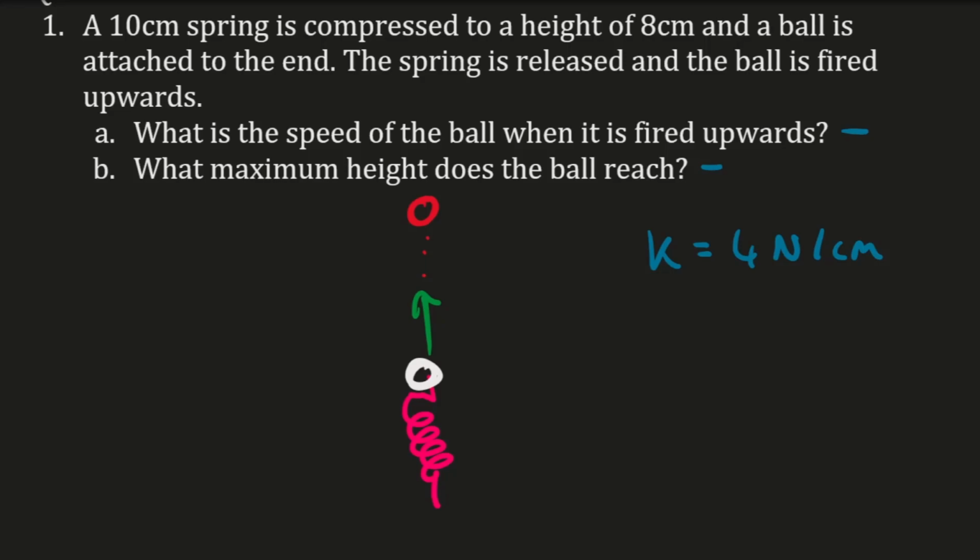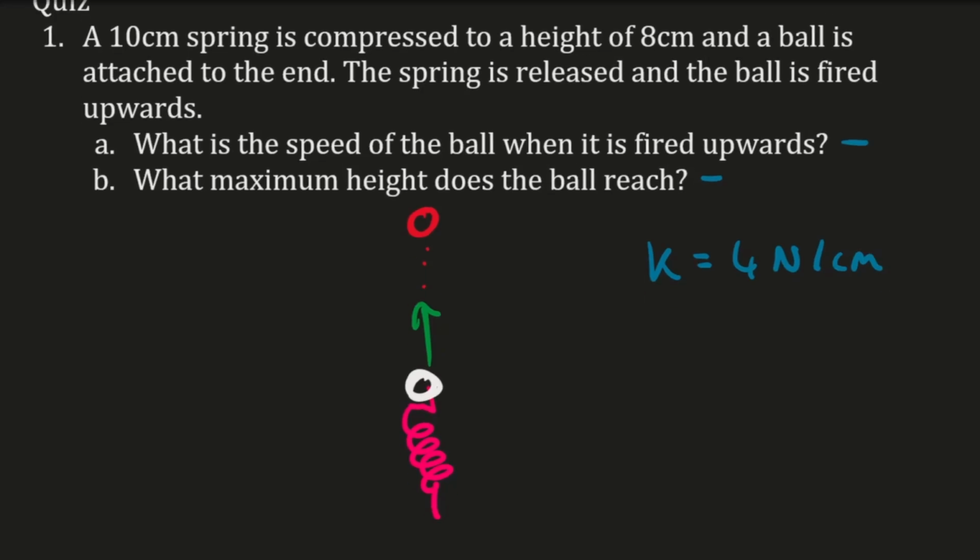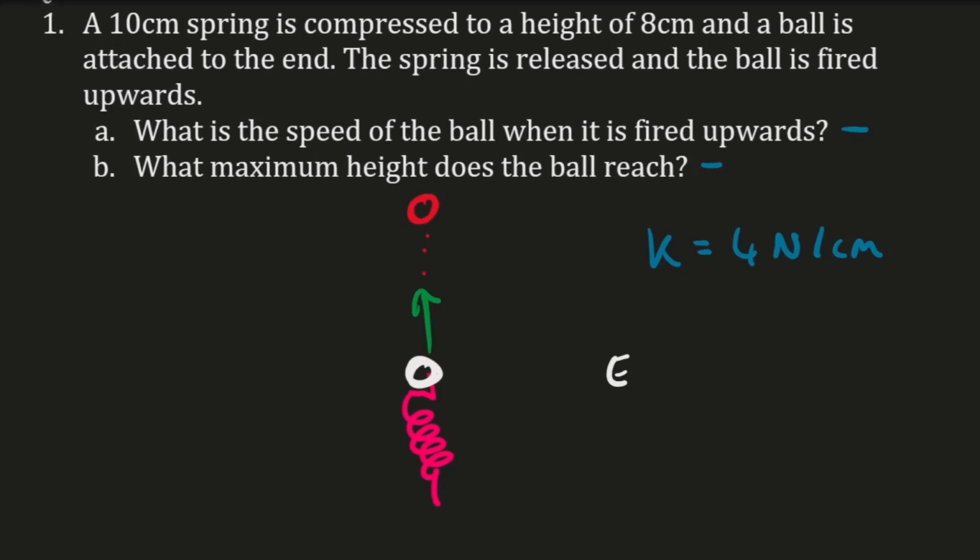Okay, welcome back. Let's go through it. The first thing we want to do is work out the elastic potential energy. Remember, the elastic potential energy is half multiplied by K multiplied by E squared. We are given K over here. K is 4 newtons per centimeter. And because our extension is also going to be in centimeters, we don't need to convert anything in this case.